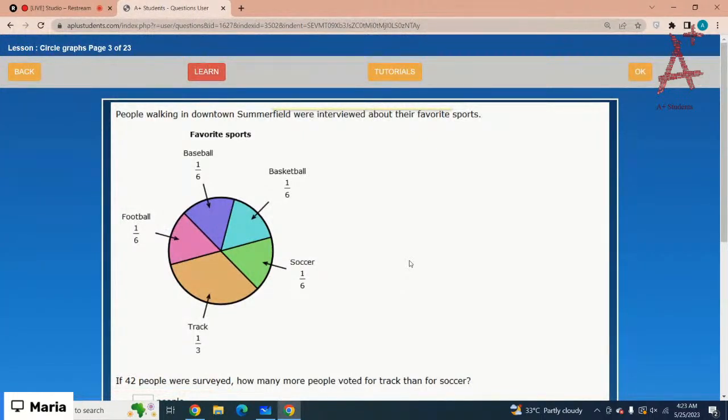Okay, people walking in downtown Summerfield were interviewed about their favorite sports. So, if 42 people were surveyed, how many more people voted for track than for soccer? So, which is the correct option? Track is one third. You have to calculate one third of 42. Got it?